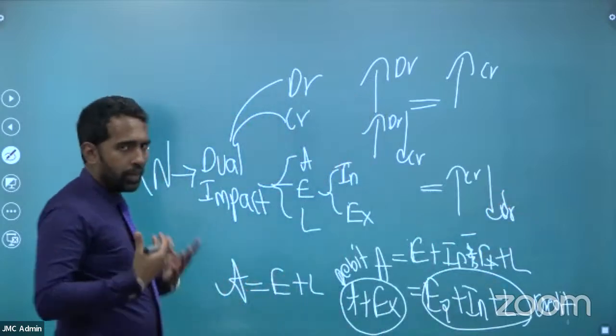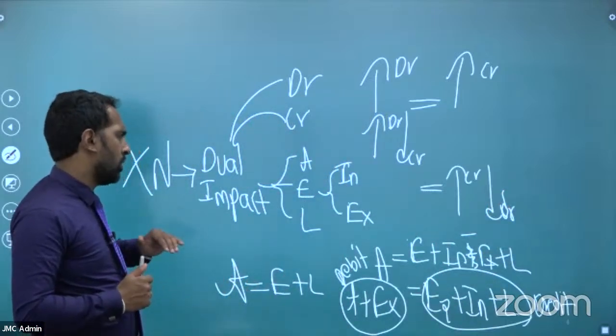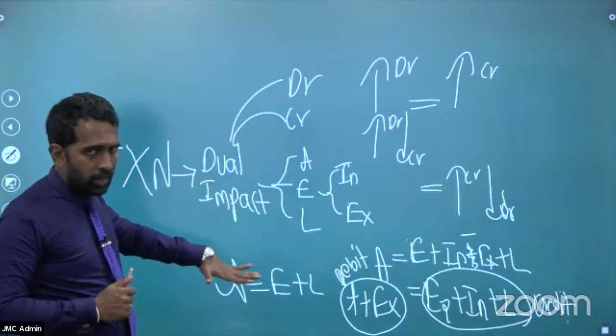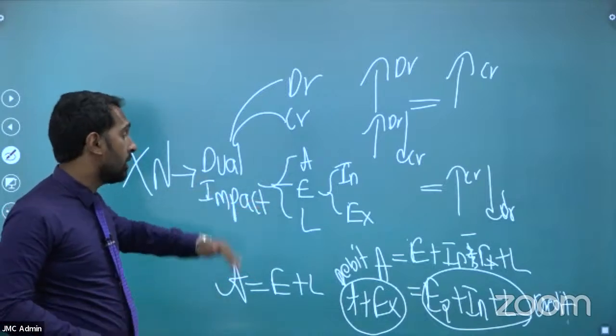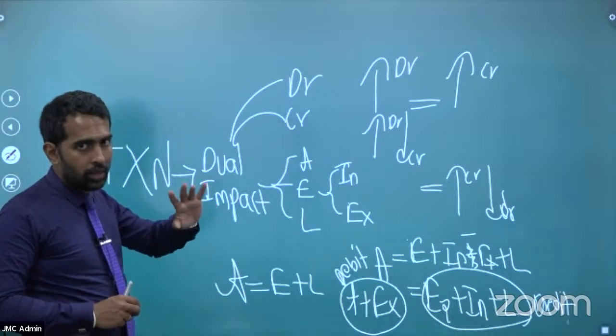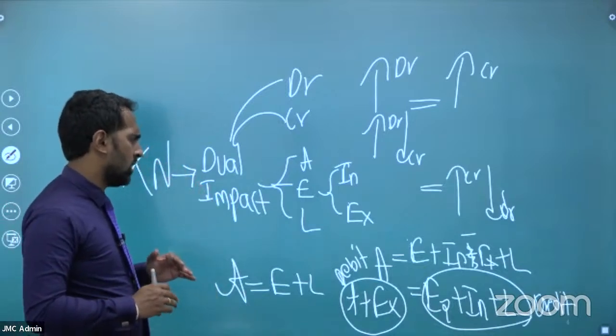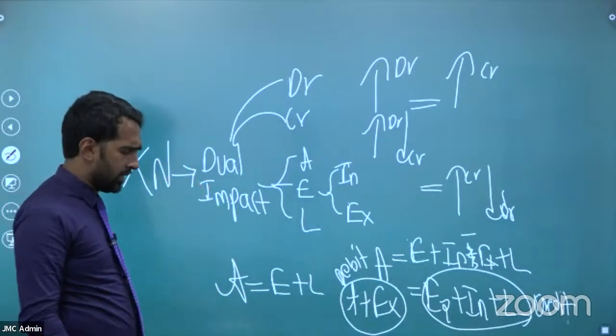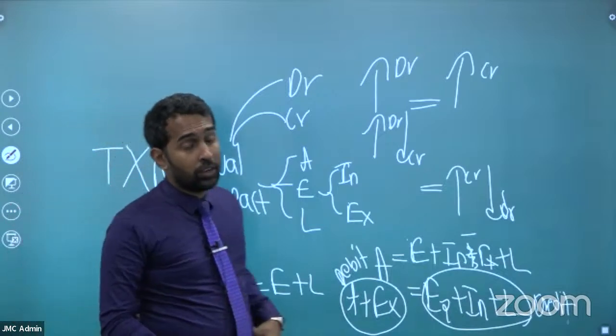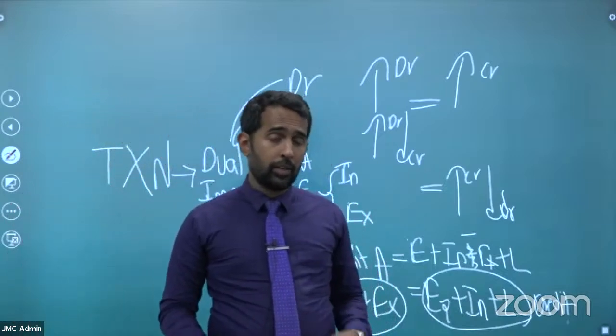So every transaction has an impact which is going to affect either an asset, equity, or liability. If we expand it: asset, expense, income, equity, and liability. Those are going to get either increased or decreased. This dual impact we record as a double entry.